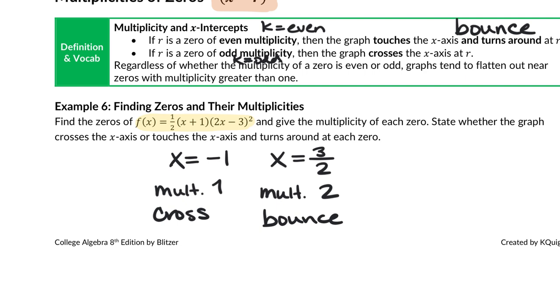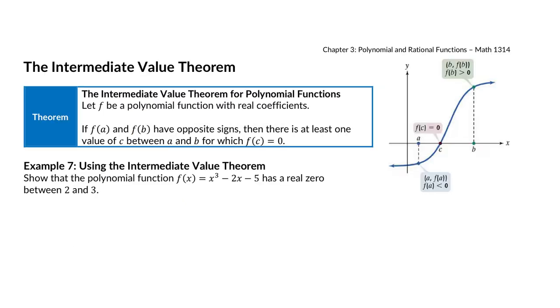Okay, keep multiplicities in mind for when we start to graph our functions, because it's going to tell us what happens at those zeros, whether it bounces or crosses through. We need 2 more pieces of information in our back pocket before we start trying to graph polynomials. Can we handle 2 more pieces of information? Great. On the next page, we're going to talk about what's called the intermediate value theorem.